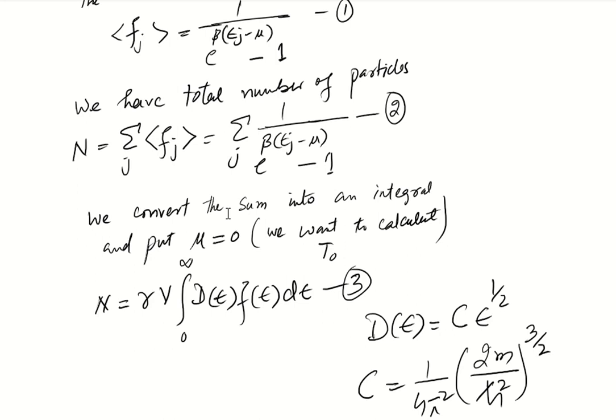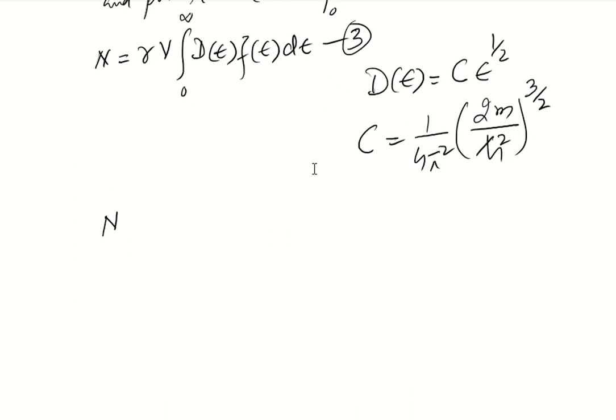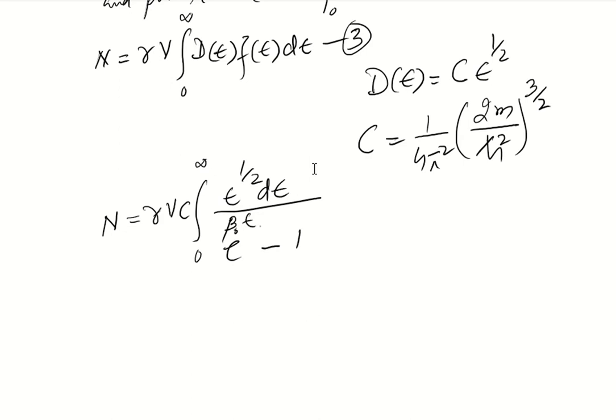And if we put back into equation 3, we get the number of particles equal to gamma times V times C, in the limit 0 to infinity, epsilon to the power 1/2 d epsilon, divided by e to the power beta naught epsilon minus 1, because now we have put mu equal to 0, and therefore the T becomes T naught. I write it explicitly in front of you so that you don't get confused. So beta naught is basically 1 over kB T naught.